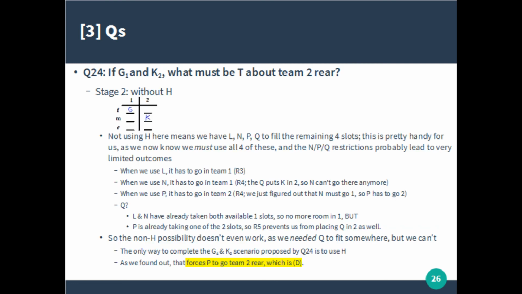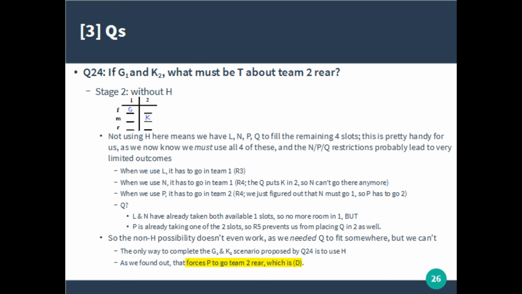So continuing our stage 2 work, we are now testing the possibility that doesn't use H. So we again start with the diagram that the question stem gives us, which is G is on Team 1 and K is on Team 2 in their respective rule-based positions. But not using H here means that of the 4 slots that we have left, we don't actually have 5 letters left to use. We are down to 4. Because if we decide not to use H, that's the possibility that we're testing here, we are down to L, N, P, and Q. So again, this is pretty handy for us because we know we have 4 slots and only 4 things to fill them with, so we need to use every single one of those remaining letters among L, N, P, and Q.